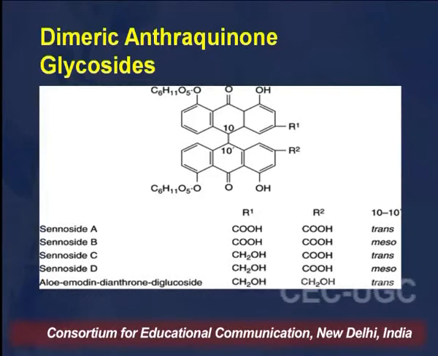Whereas in the case of sennosides C and D, you will see that these are dimeric glycosides having different monomeric anthraquinone moieties, one is the rhein moiety and the other is the aloe-emodin moiety, and therefore sennosides C and D are considered heterodimeric anthraquinones.